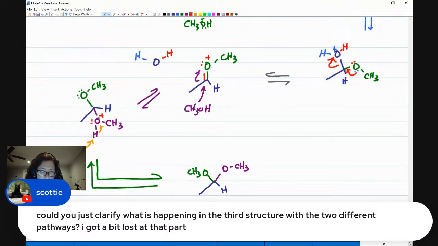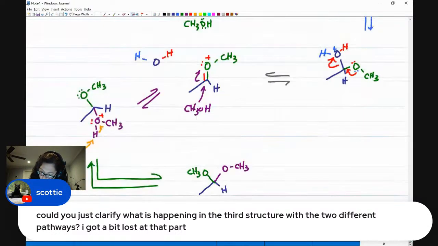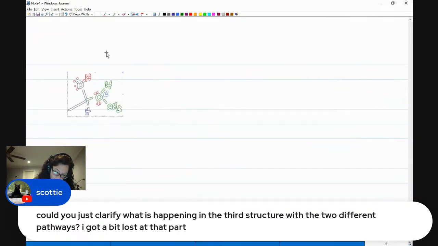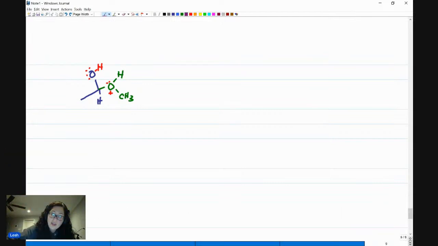Could you just clarify what is happening in the third structure with the 2 different pathways? I got lost. So the third structure, I took a shortcut here. Let me show you. Let me see thumbs up in the comments if you want to see me expand this, because I think I may have confused students doing that. So let's expand the proton transfer over here. What I had was a molecule that looked like this, where I have an OH and an OCH3. The OCH3 is the group that just came in. The OH is the group that I need to get rid of. And the way that I do that is either an internal proton transfer, or I bring in a solvent molecule.